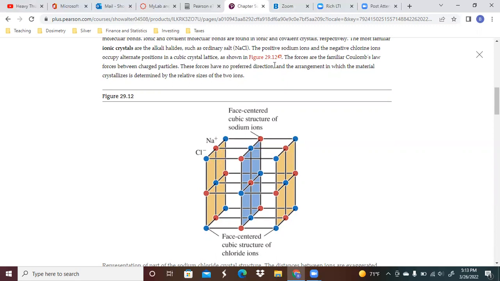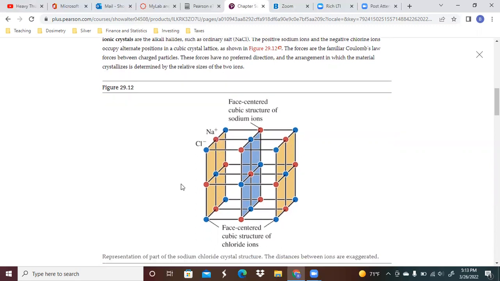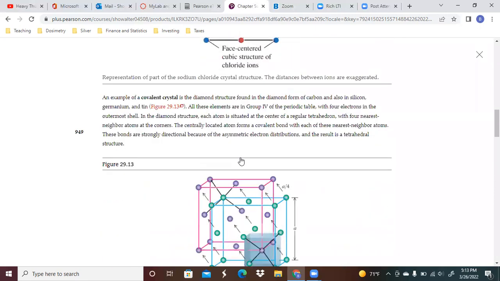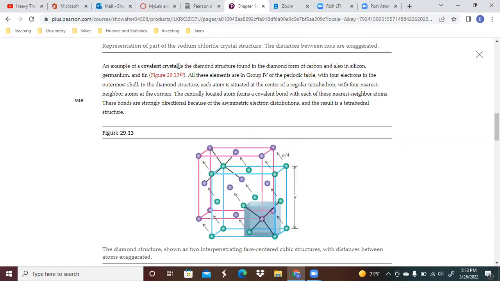These forces have no preferred direction, and the arrangement in which the material crystallizes is determined by the relative size of the two ions. An example of a covalent crystal is the diamond structure found in the diamond form of carbon and also in silicon, germanium, and tin. All these elements are in group 4 of the periodic table with 4 electrons in the outermost shell.